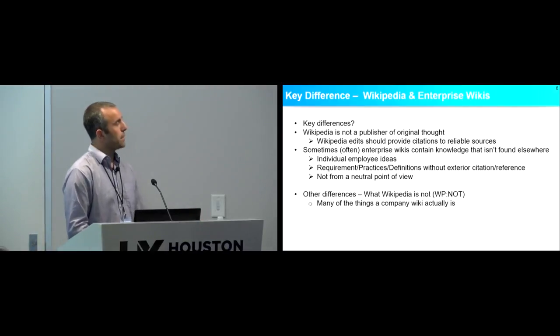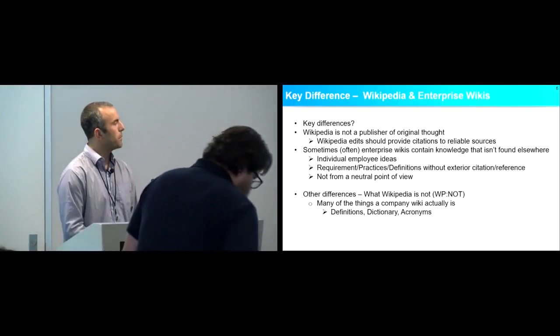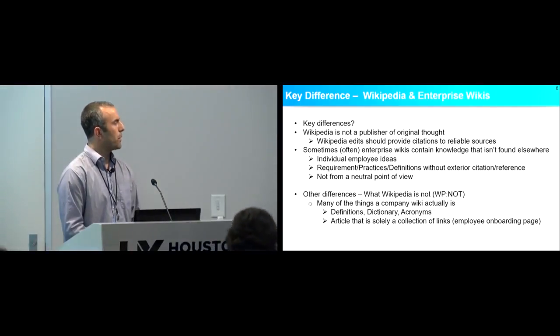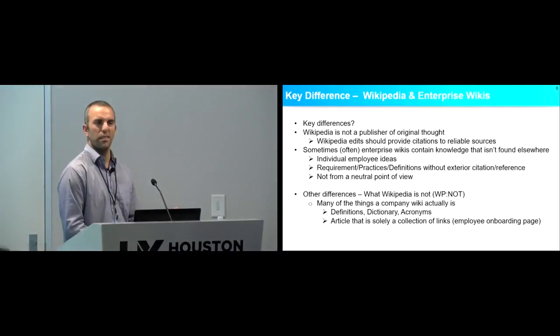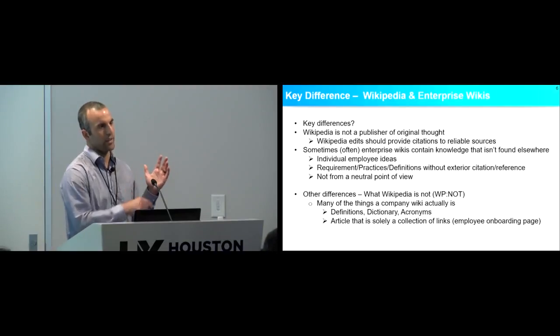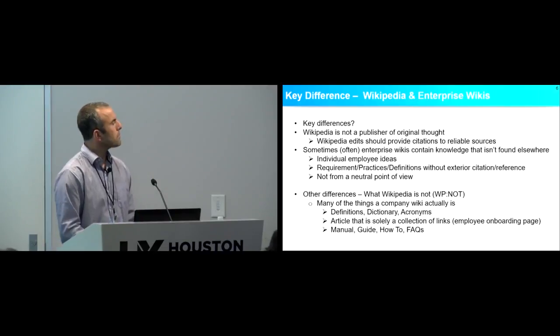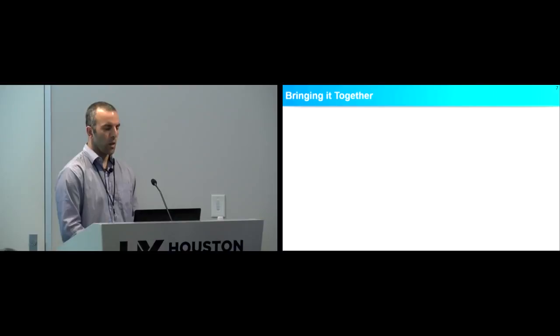And oftentimes, that's what a company wiki actually is: definitions, dictionaries, acronym lists, an article that is solely a collection of links. You could have an employee onboarding page that just says, here's all the content you should know as a new employee. Go here, then here, then here. It should take you about a week to trudge through all this content, and then you're off and running. And then manuals, guides and how-tos, all not supposed to be in Wikipedia proper, but a part of a business wiki. So how do we bring this together?